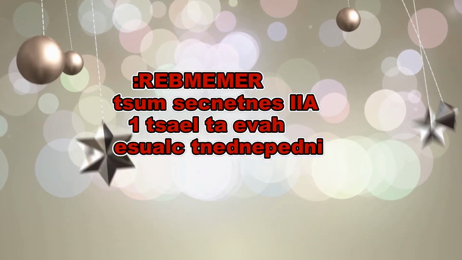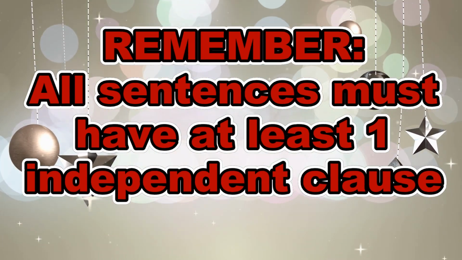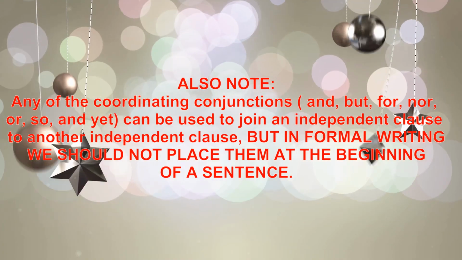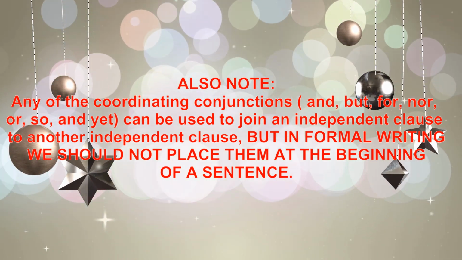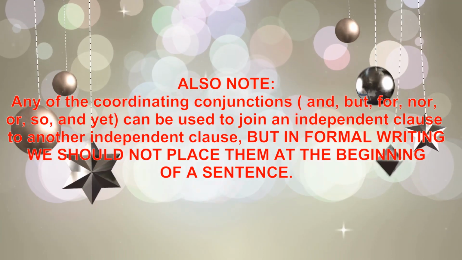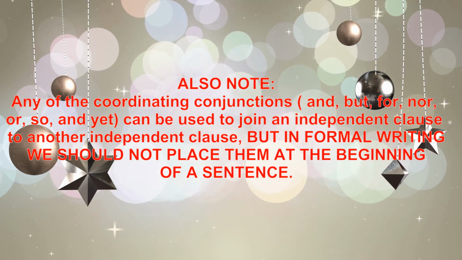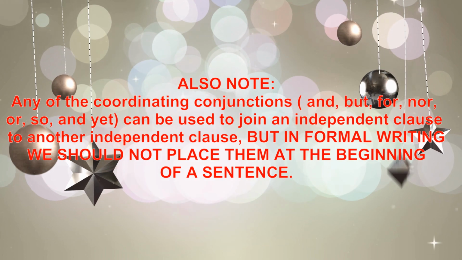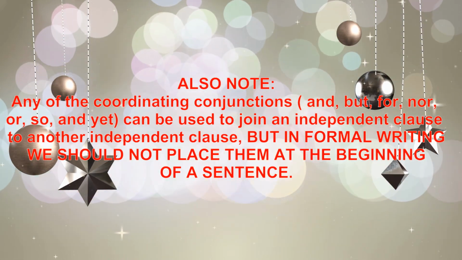We must remember that all sentences must have at least one independent clause. Also note that any of the coordinating conjunctions, such as and, but, for, nor, or, so, and yet, can be used to join an independent clause to another independent clause. But in formal writing, we should not place them at the beginning of a sentence.